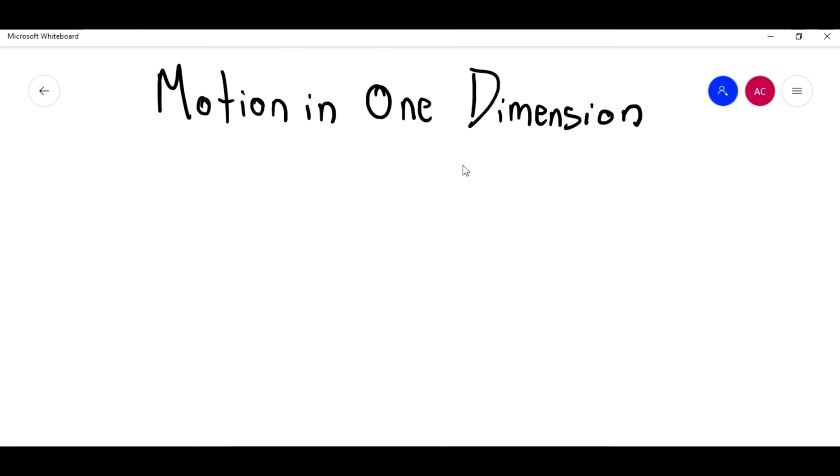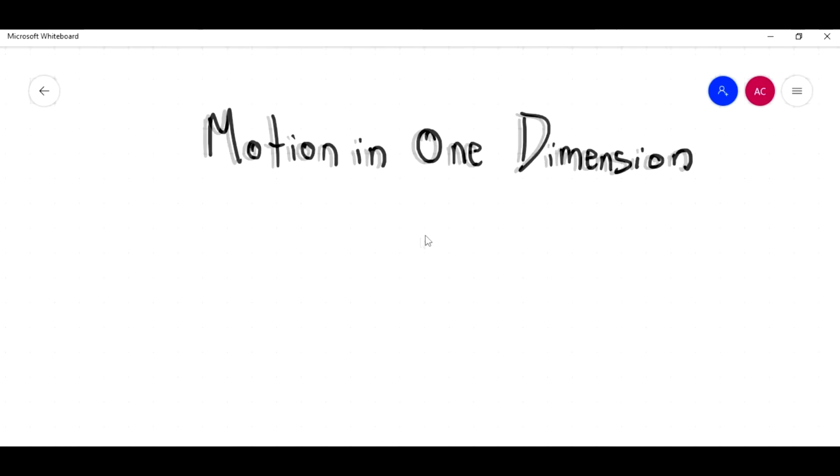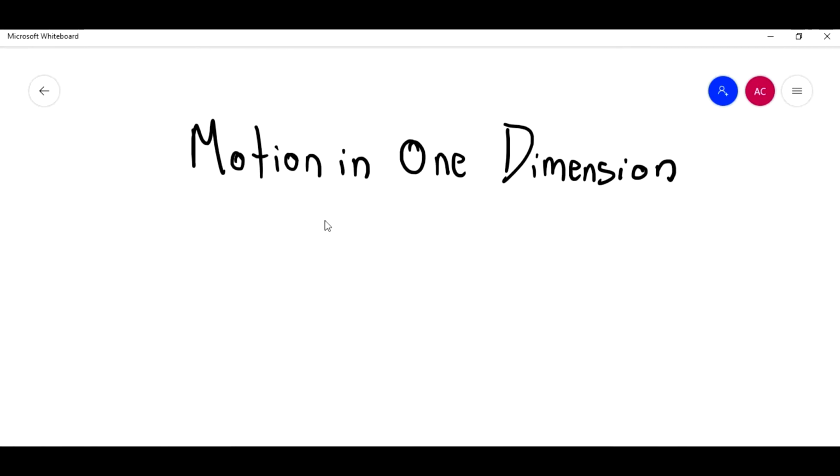In this case, we're going to see the motion in one dimension. When I say one dimension, what I mean is the object or a person or something is going to move, but only in one dimension. That means from left to right or up and down. That's one dimension, but not both, because if we have both dimensions, yes, it will be two dimensions, but in this case, it will be only one dimension.